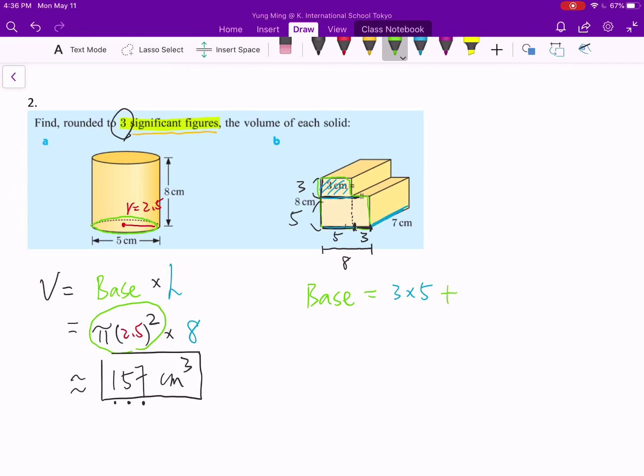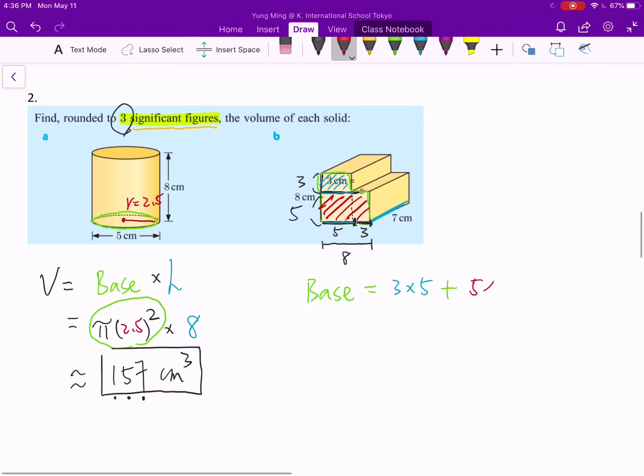We want to add the whole thing with the bottom bigger block over here. So that's 5 times 8. Right, 5 times 8, which is 40. Okay, so we combine everything together. So we got 3 times 5, 15, plus 5 times 8, 40. When you add them together, that's 55. Right, so 55 means your base area being 55 centimeters square in this case.